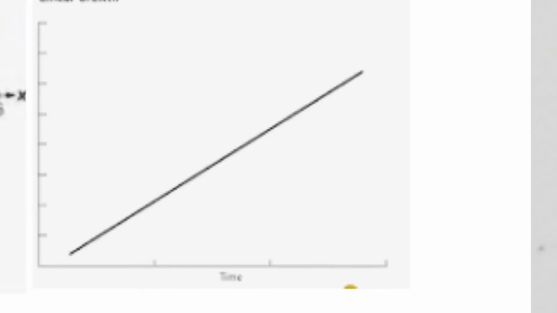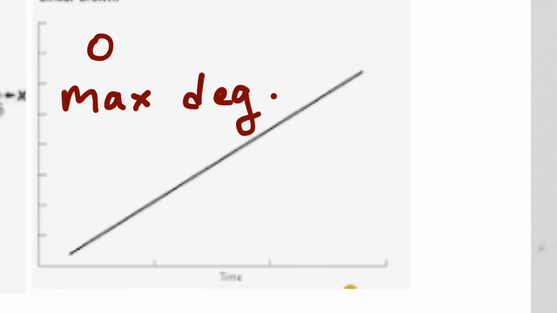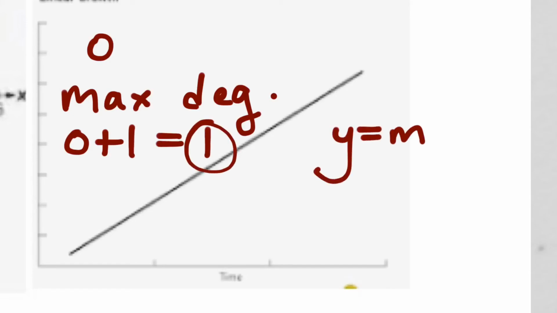Last example, so there are 0 turning points. Okay, so 0 turning points. So your max degree of this linear function is going to equal 0 plus 1, which is equal to 1. Of course, we know that a linear function looks like this, so it does have a degree 1, so that makes sense. Okay, so we can tell what the maximum degree of a function is by counting the number of turning points.